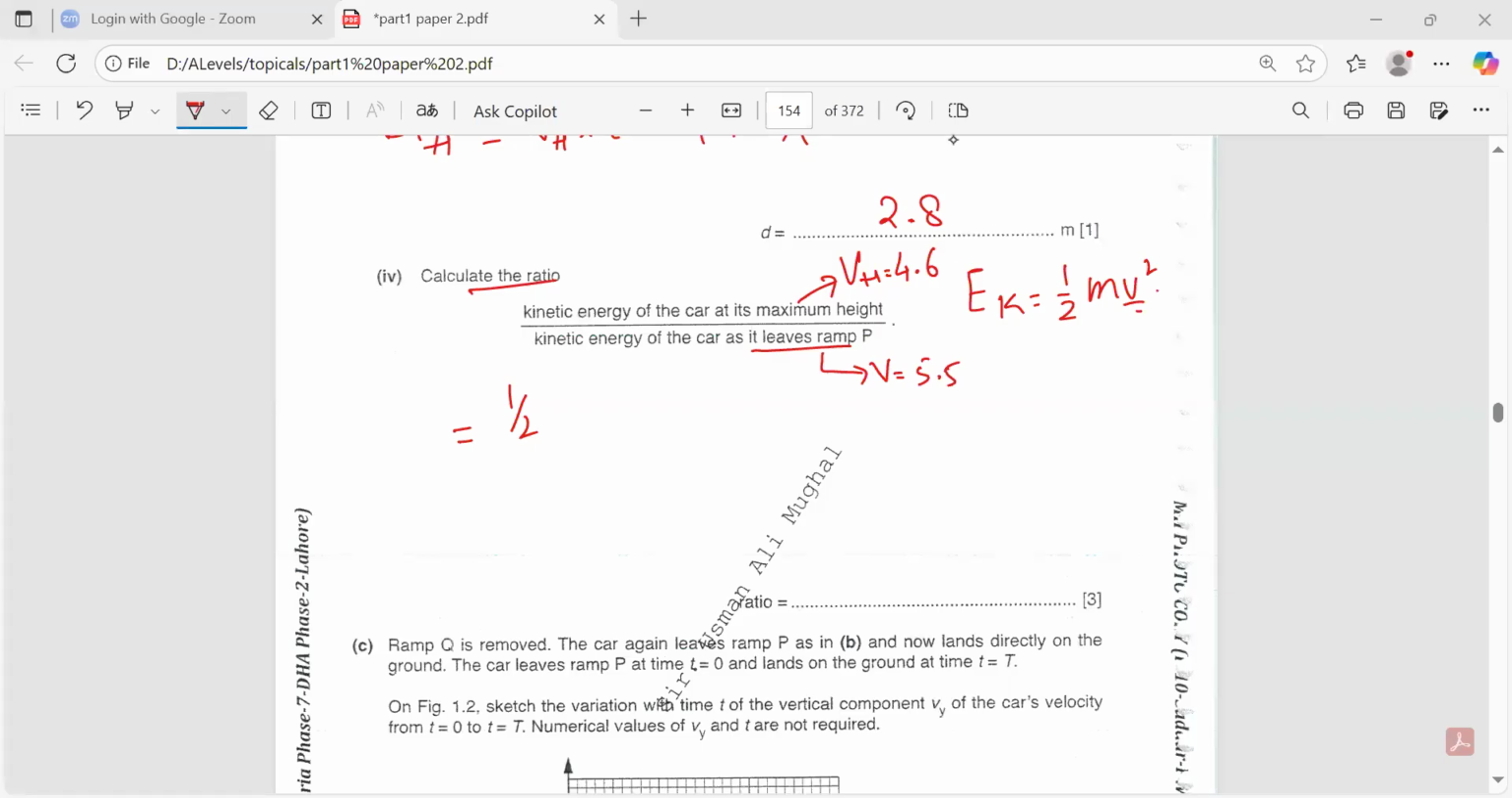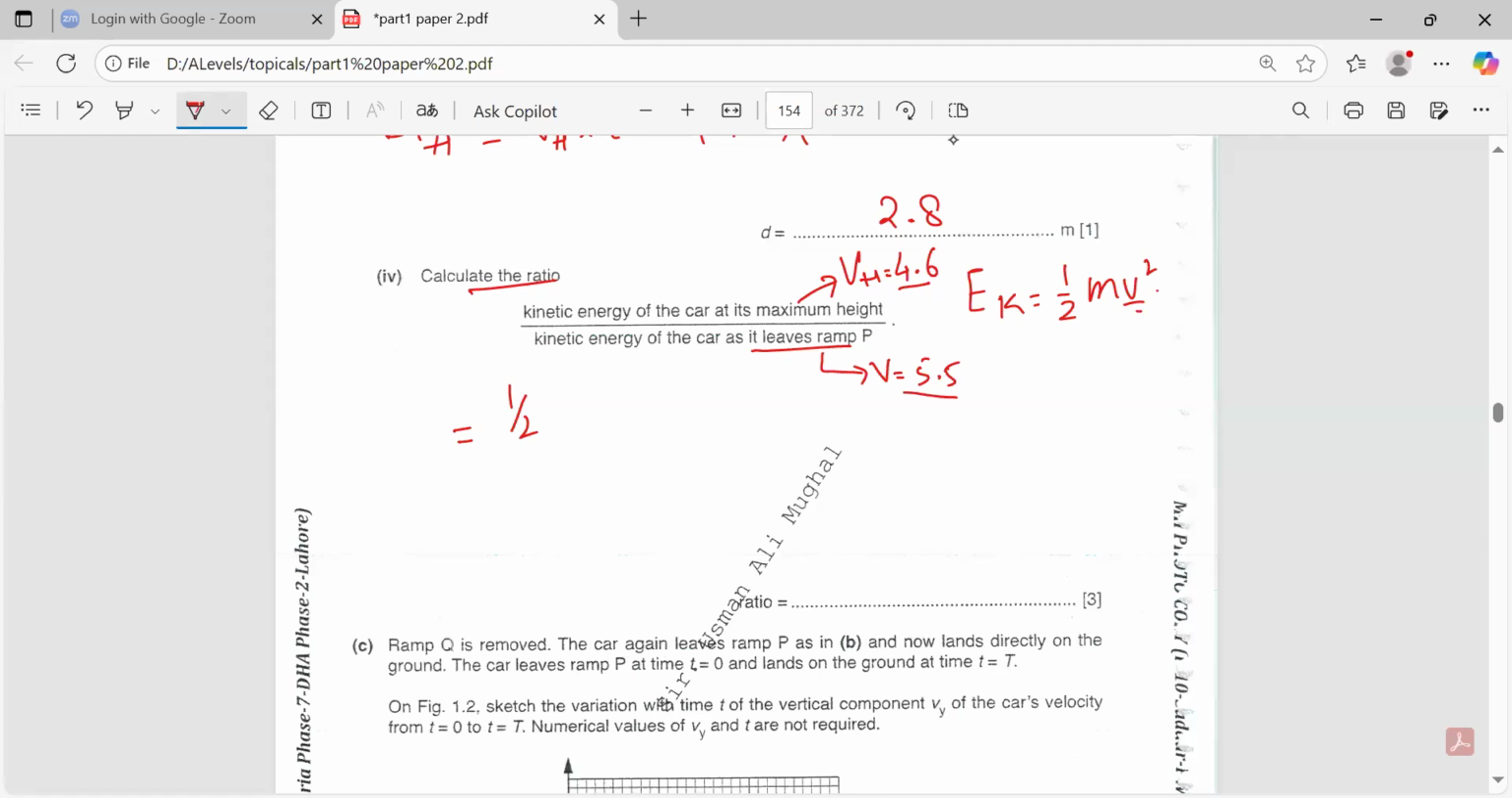So we were discussing this question, and it is in continuation with the previous session. You need to find out the kinetic energy at the maximum height. At maximum height, the velocity to be used is 4.6, and when the car reaches the ramp and leaves the ramp P, it is 5.5.